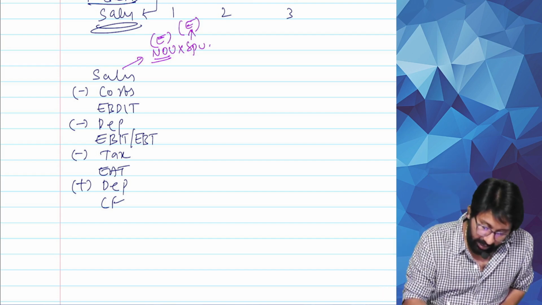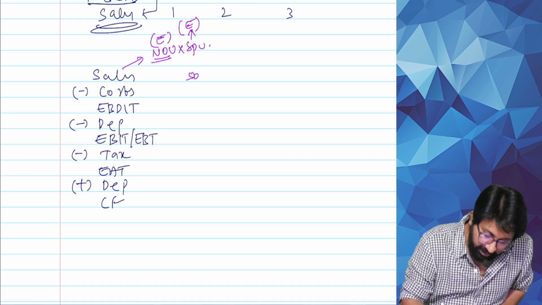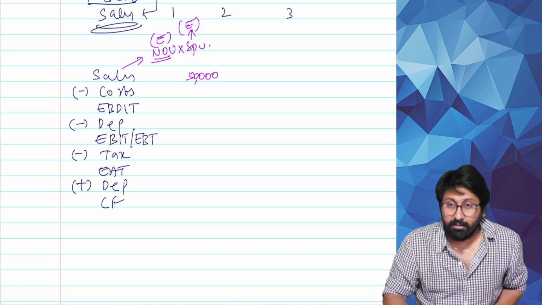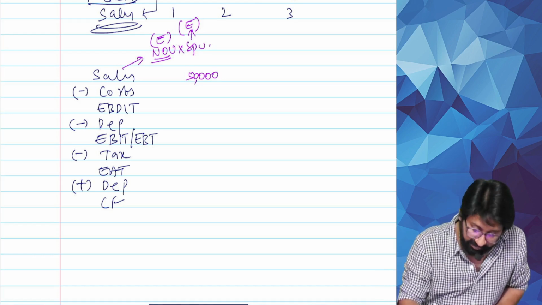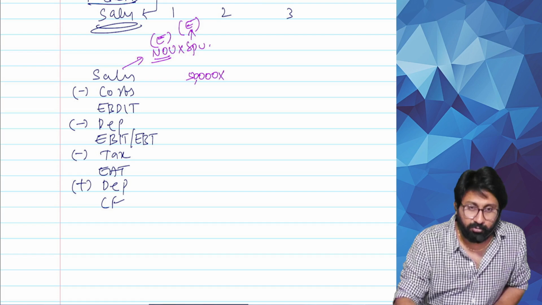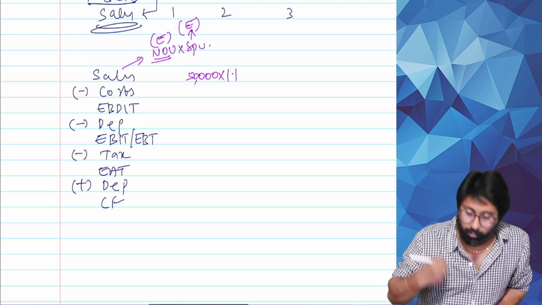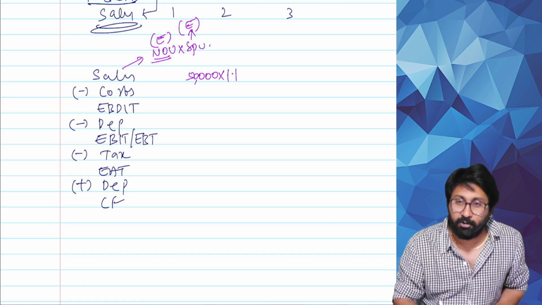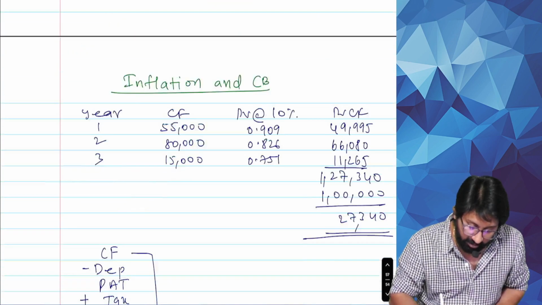Now, I estimated 50,000 units to sell in the first year at an amount of 1.1 rupee. 50,000 into 1.1, how much? That's how we got this 55,000.